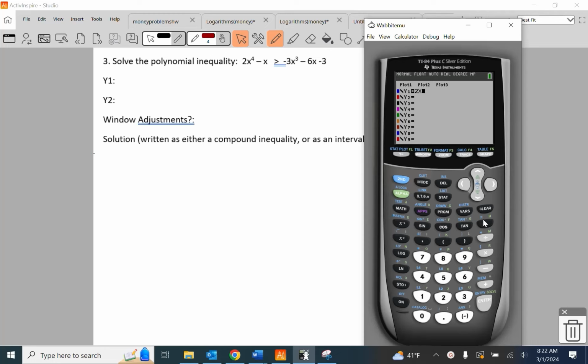Most of our reasoning behind not understanding inequalities stems from middle school. But here's the deal. So anyways, I'm going to y1 and y2 it. That's what I'm going to do. Zoom 6 like I trained you to.